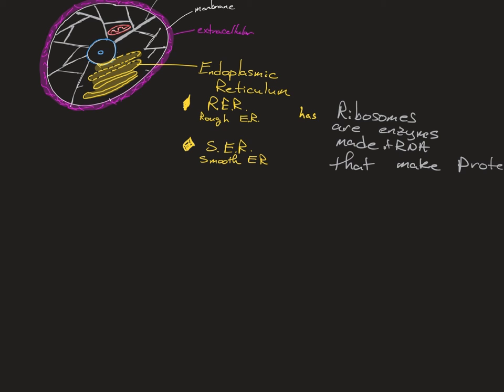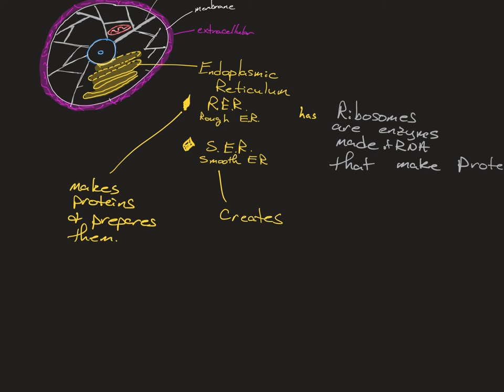So the RER makes proteins and prepares them. The smooth ER, among many other functions, creates lipids. Let's not even say lipids. It creates vesicles to transport proteins.